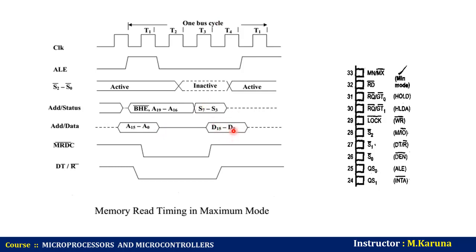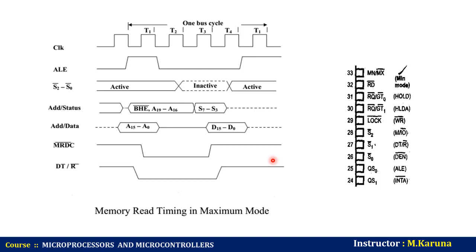So here we are using memory read command, which is an active low signal. Here we are performing a read operation, that is, data transmit or receive. Read means receive, R bar, so here we are drawing an active low signal. This is about the read timing diagram in maximum mode.